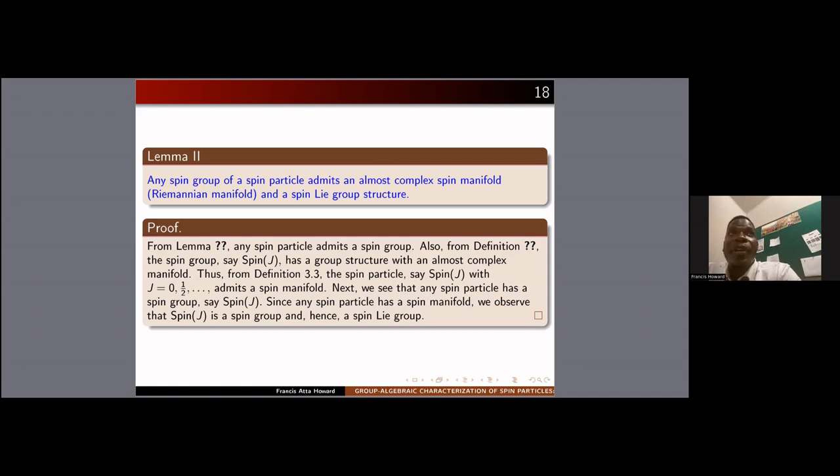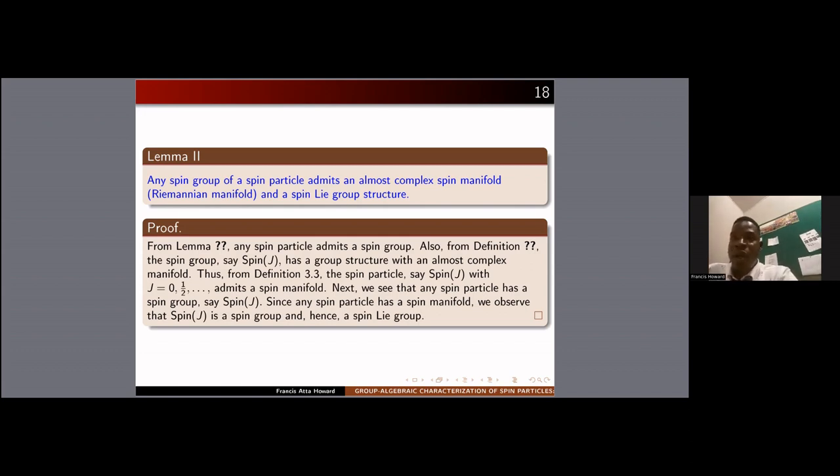That is when we look at the co-frames and the frames of the spins, looking at the fiber bundles. And the definition that we know from the spin group, the spin of V, would help us to notice this realization that a spin J admits a spin manifold based on the main law and the Rodrigues definitions. Next, we can also see that the spin particle has a spin manifold. Then if it has a spin manifold, it is easy to say that the spin J is a spin group and hence a spinly group. So the term spinly group came from lemma 2 of our work.